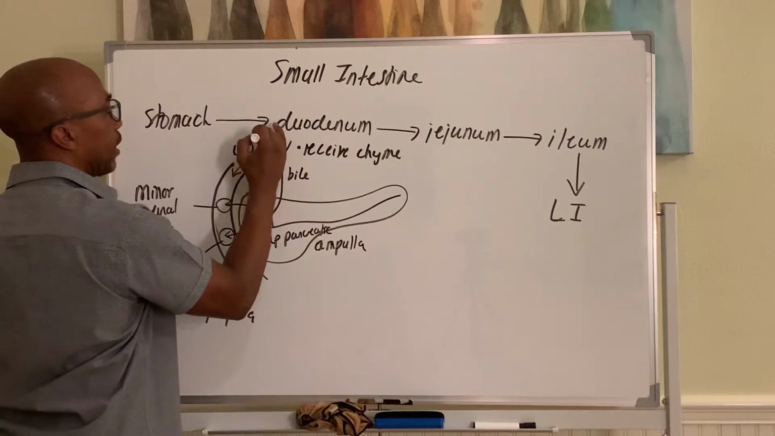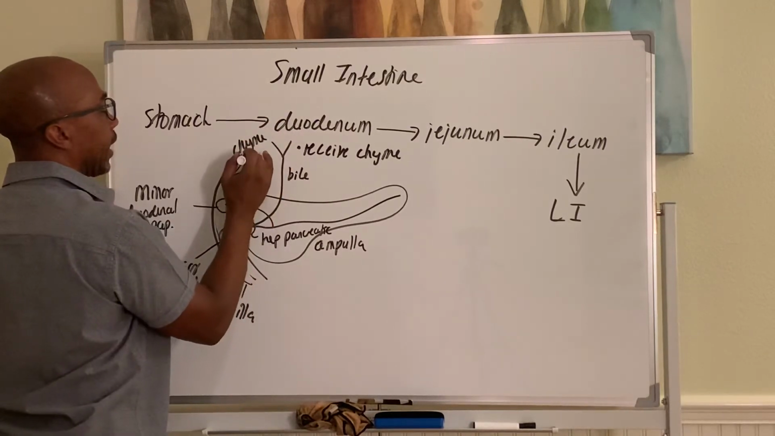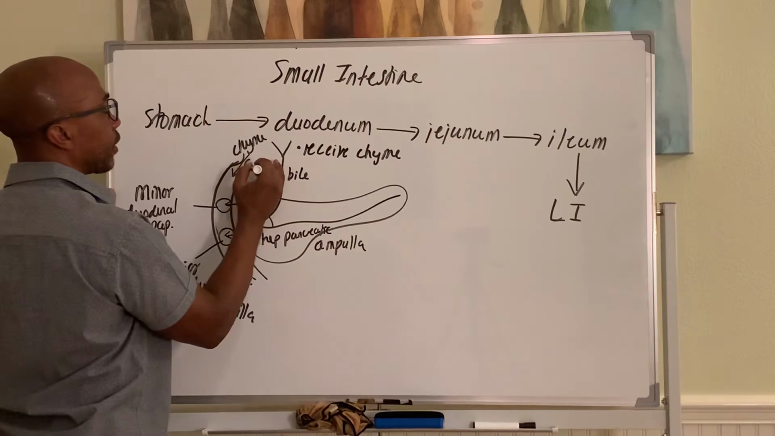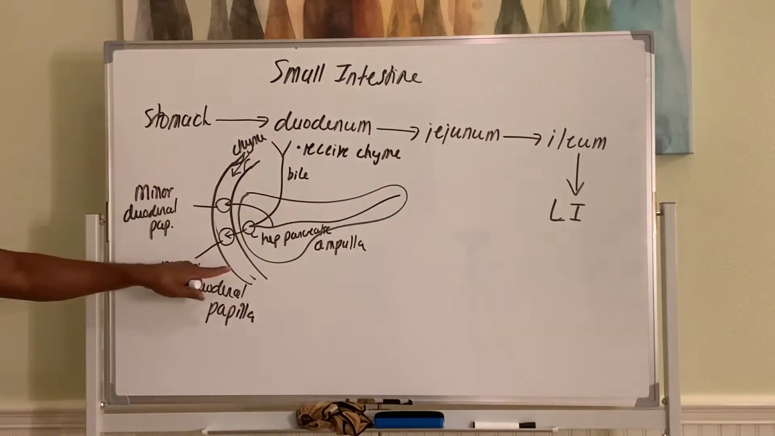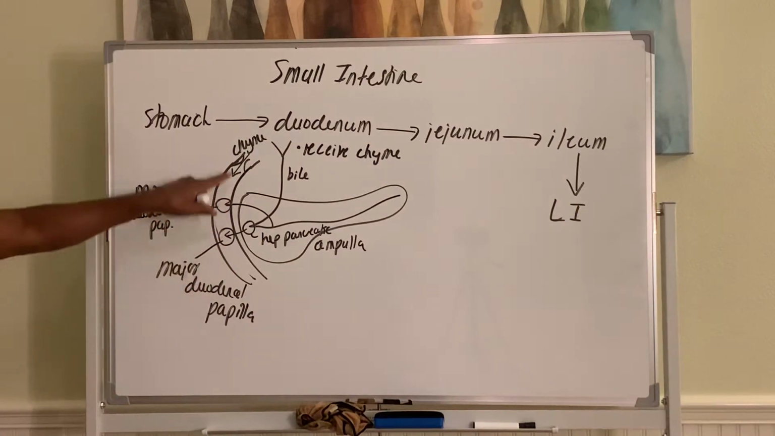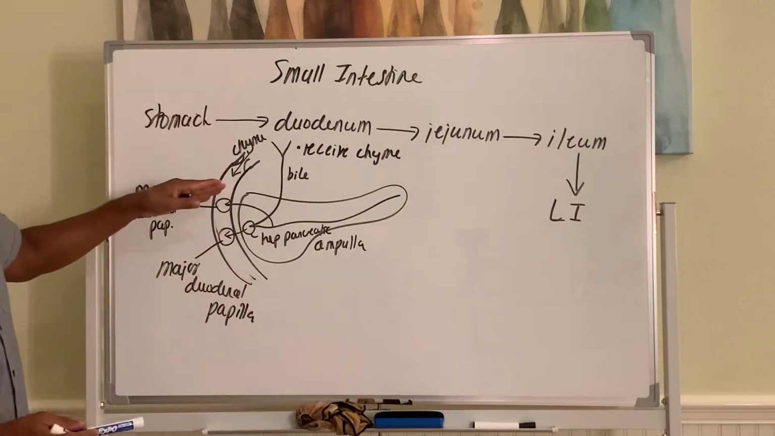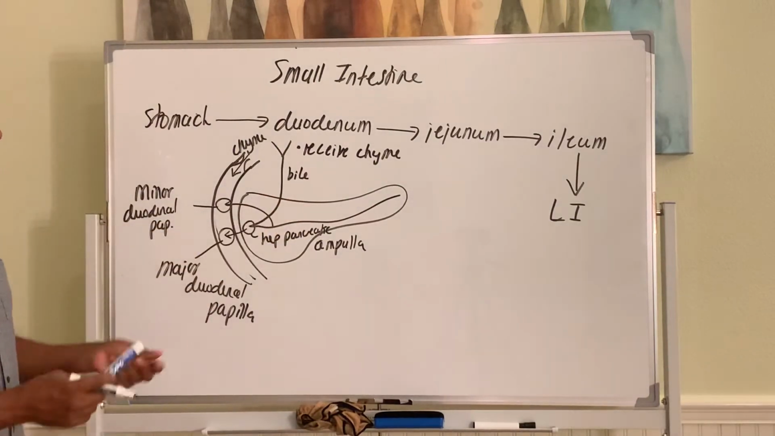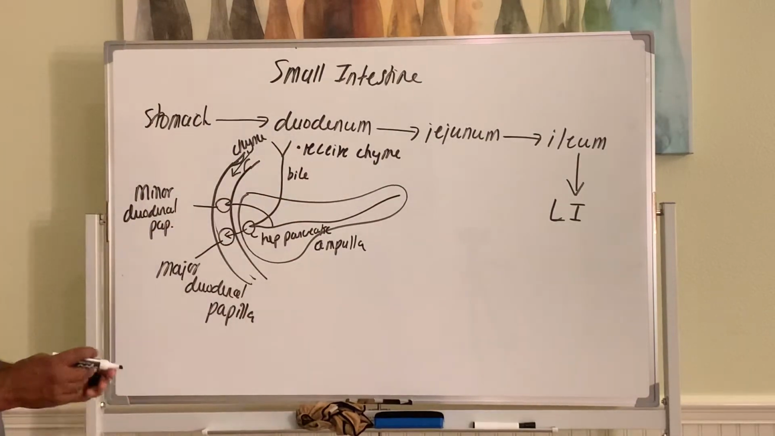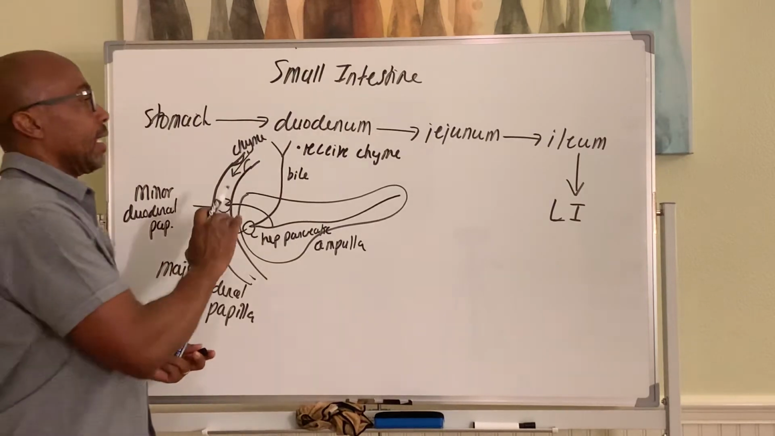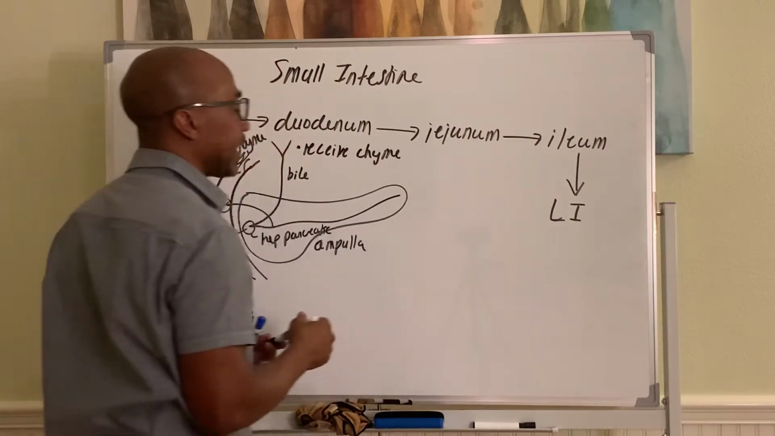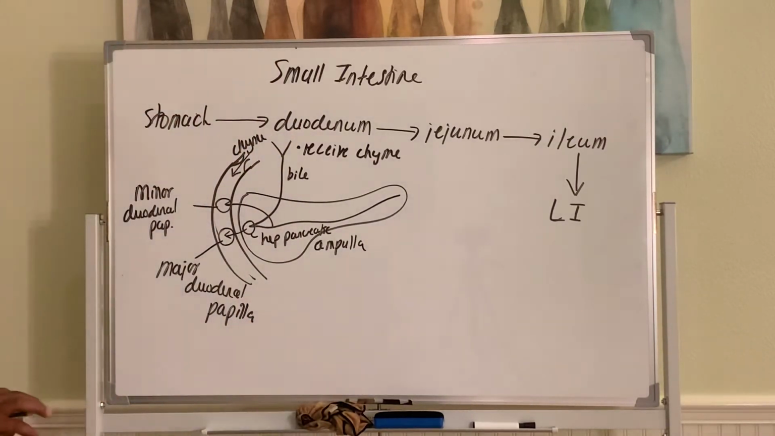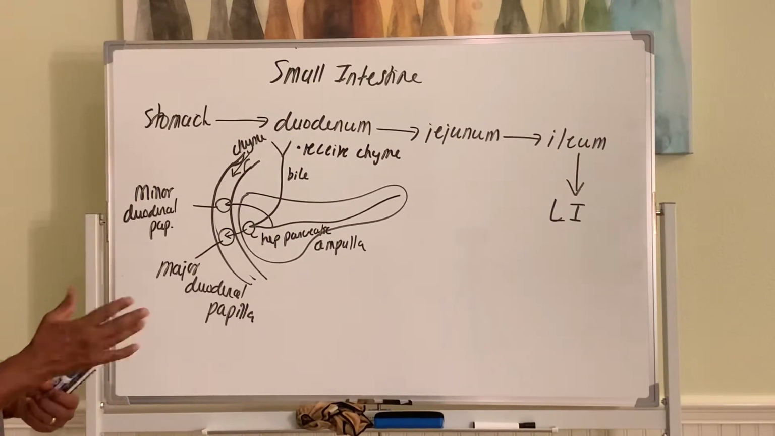So chyme from the stomach enters, of course, through your pyloric sphincter to enter into the duodenum. So a very critical part of the small intestine is the duodenum, to receive chyme from the stomach as well as enzymes and bile from your accessory organs. Now, the small intestine overall, especially the jejunum and ileum, has the job of chemically digesting your food as well as absorbing it.